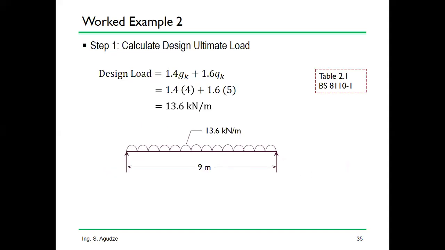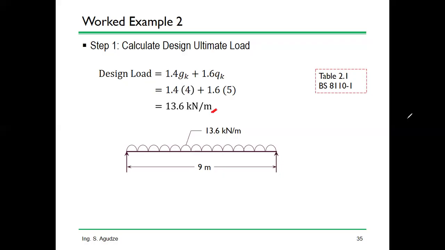And the formula is 1.4 GK plus 1.6 QK from table 2.1. Okay? So 1.4 GK, dead load is 4, and the imposed load is 5. And this will give us 13.6 kilonewton per meter. And I always encourage you, after you have finished calculating the design load, draw the beam section and indicate the design load on it. It's very, very important to do this because you will now subject this one to analysis.